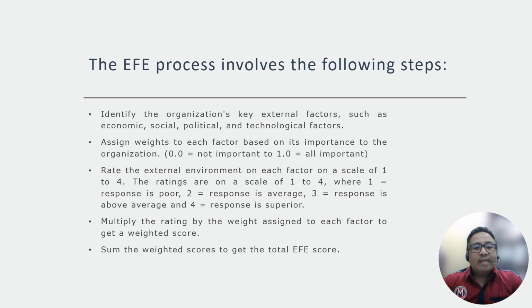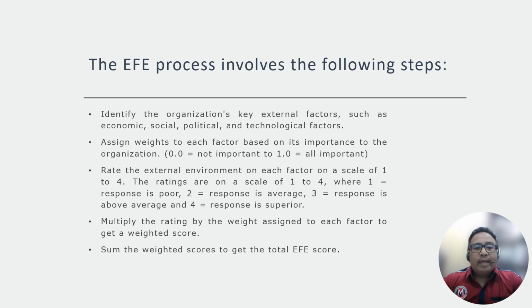Then we need to assign a weight to each external factor based on its importance to the organization. The weights should range from 0.0, not important, to 1.0, highly important. These steps help prioritize the factors based on their significance and impact on the organization.